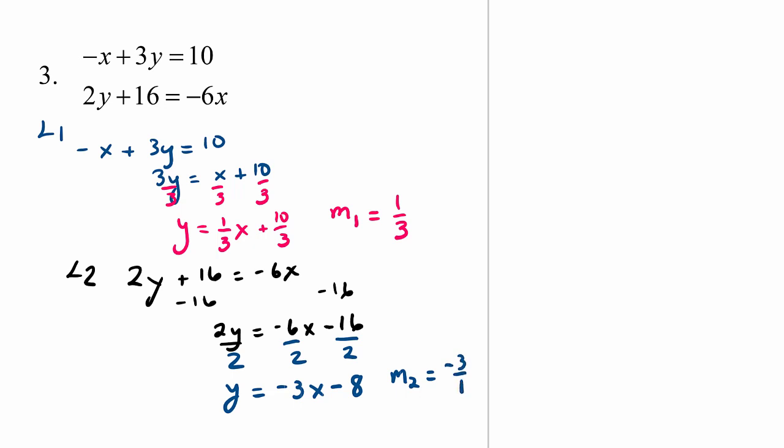And how are these two slopes related? Did you notice that they're opposite signs and reciprocals? So we once again have perpendicular lines. Well done.